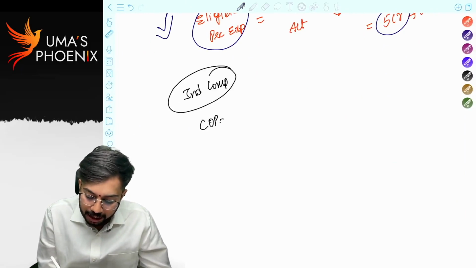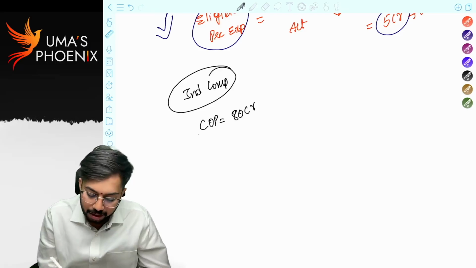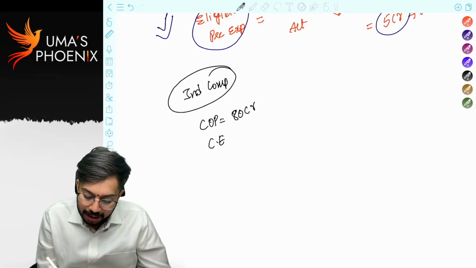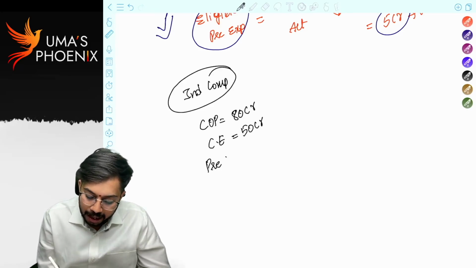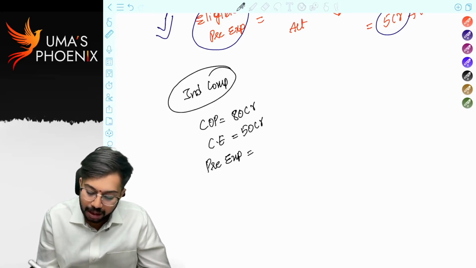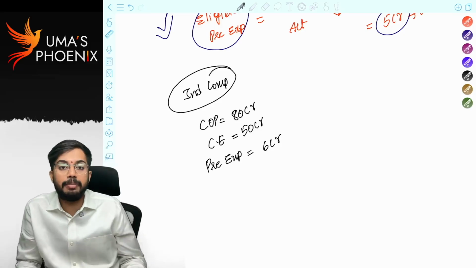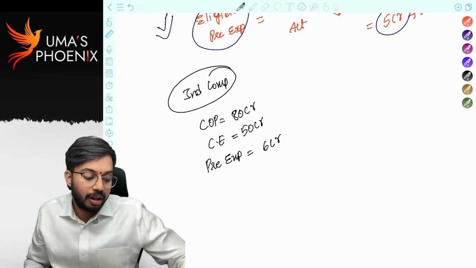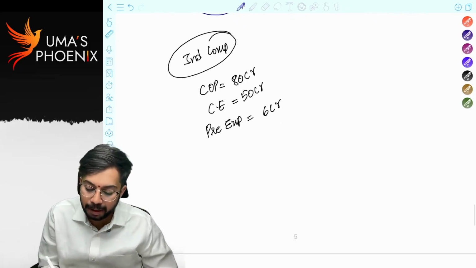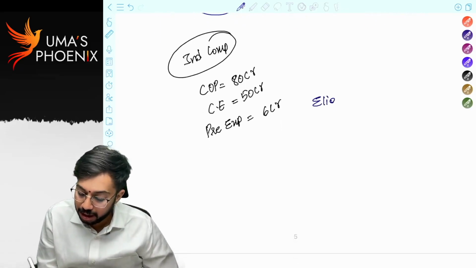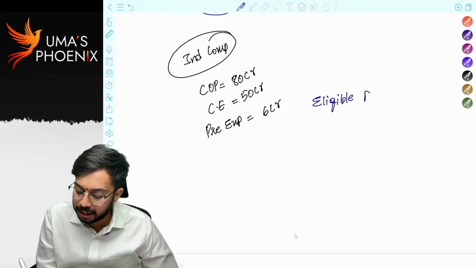Cost of project is 80 crores. Capital employed is 50 crores. It incurred preliminary expense of 6 crores. How much is preliminary expenditure? 6 crores. Now, what we need to calculate? We need to calculate eligible preliminary expense. That will be calculated in how many steps?